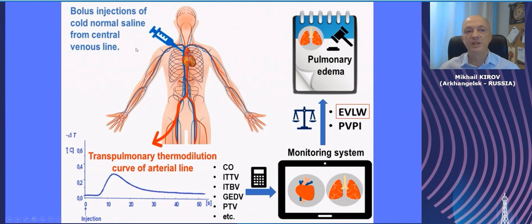When we give a bolus injection of cold normal saline into the central venous catheter, it passes through pulmonary and systemic circulation, changing the temperature of the blood that is detected by a thermistor on the tip of the femoral artery catheter. And the monitor, analyzing these changes based on the Stewart-Hamilton method, builds up the thermodilution curve, and analyzing the decay part of this curve, in addition to cardiac output, the monitor can estimate the extravascular lung water content, reflecting the severity of pulmonary edema.